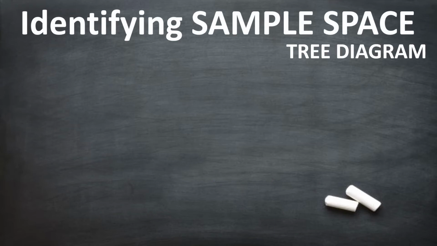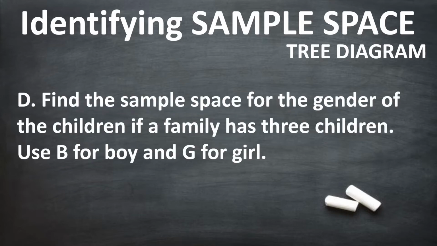The next method in identifying the sample space is the tree diagram. Let us use an experiment in explaining how we are going to identify the sample space using a tree diagram. Let's say that experiment is: find the sample space for the gender of the children if a family has 3 children. Use B for boy and G for girl.